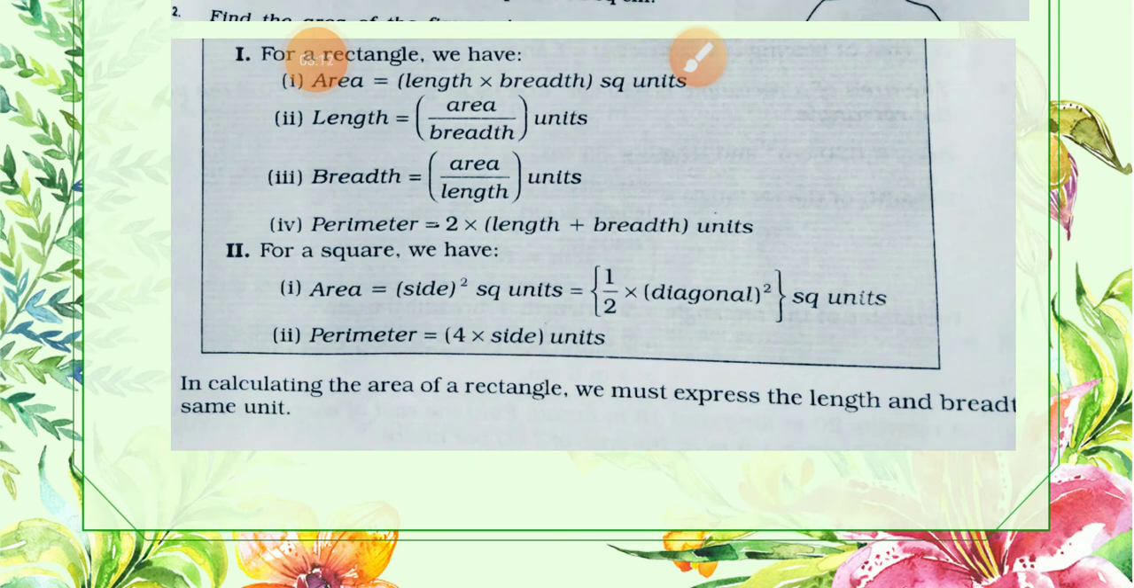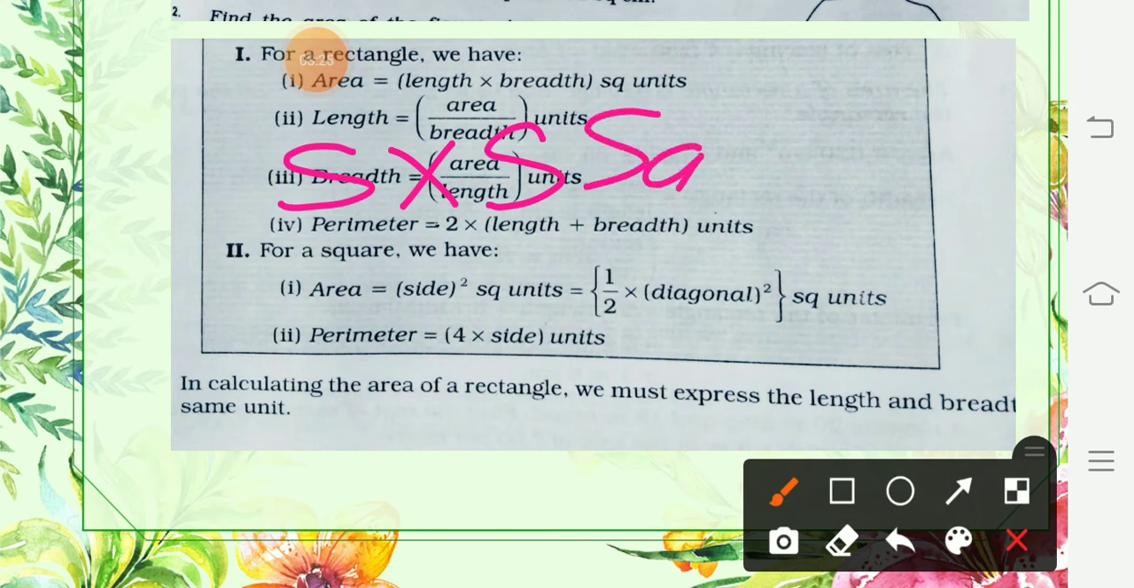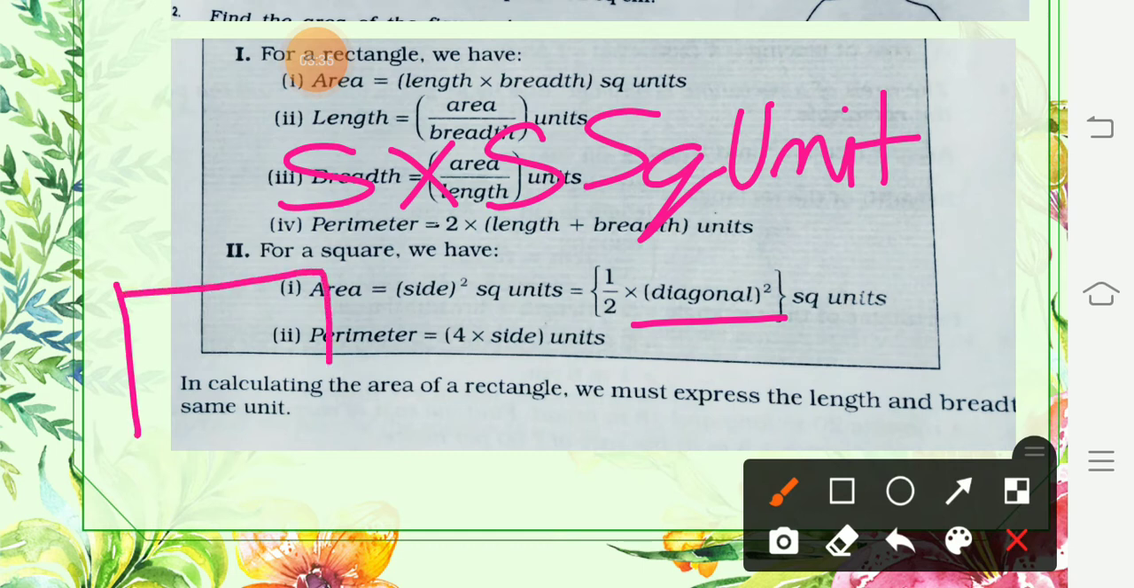Now for a square, we have area is equal to side square, or we can apply side multiplied by side. It's a square, meaning side multiplied by side square unit. Or another formula, if we don't have side and we have diagonal. Okay, what's the meaning of diagonal? It's a square, students. So these are the sides, all 4 sides are equal.